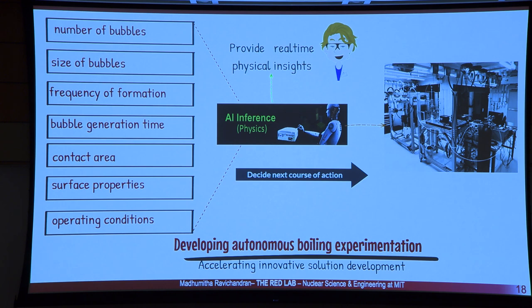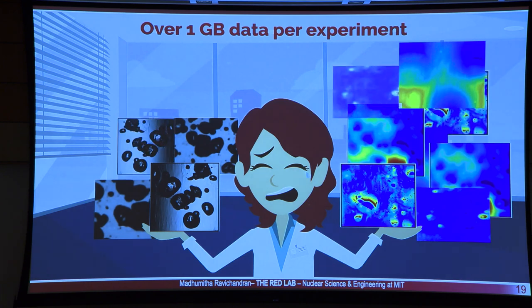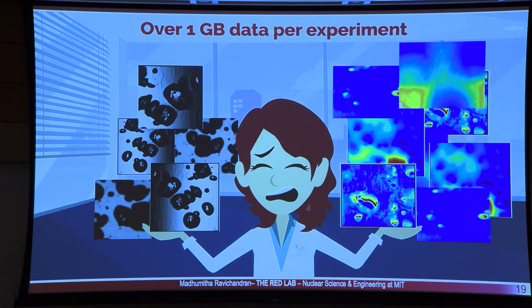But the data processing tool that we built should satisfy two requirements, so to speak. We generate a lot of data. From one experiment, we have over a gigabyte of data, and we aim to run at least hundreds, if not thousands, of such experiments to build models. So the tool should be able to handle big data.